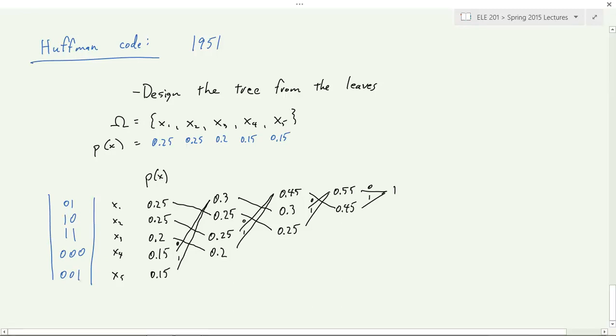All right. Now, really all we care about is the lengths. Let me make one argument why the Huffman code is in fact, as I make this summary, why Huffman codes are actually optimal.